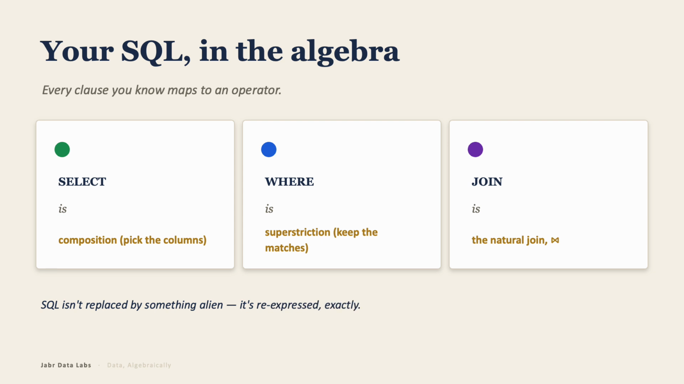Let me show you how neatly the SQL you probably know lines up with the algebra. Select, choosing which columns you want, is composition. It follows each row into just the columns you name. Where, filtering the rows, is superstriction. And join is the natural join, which we're about to build.